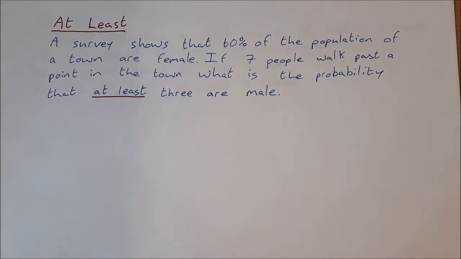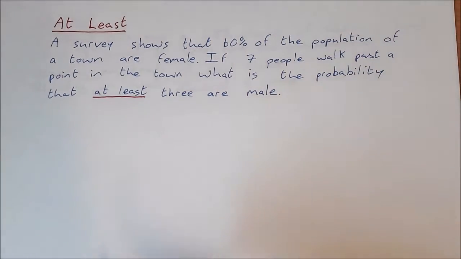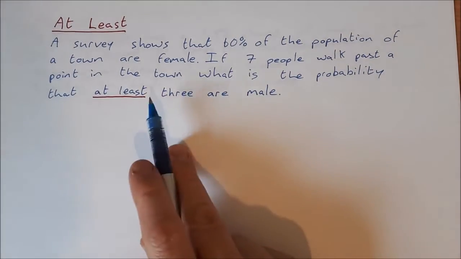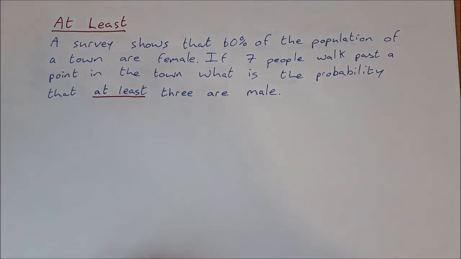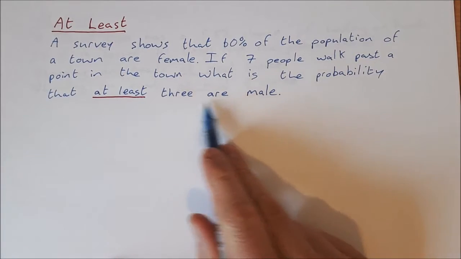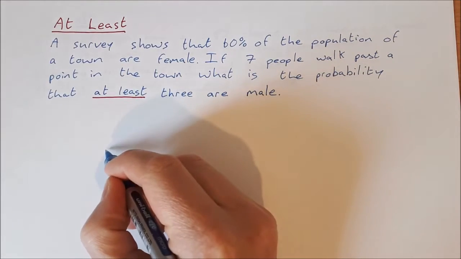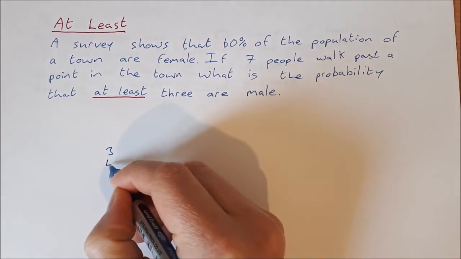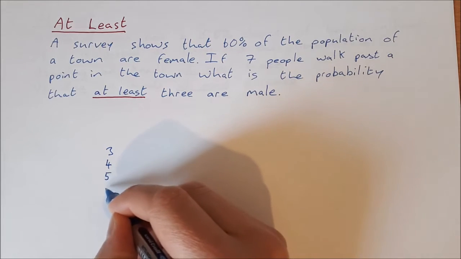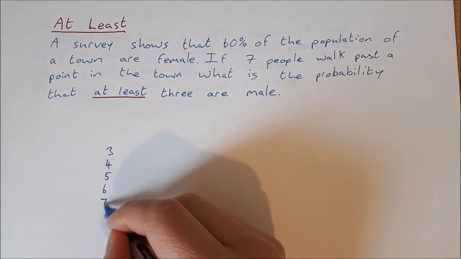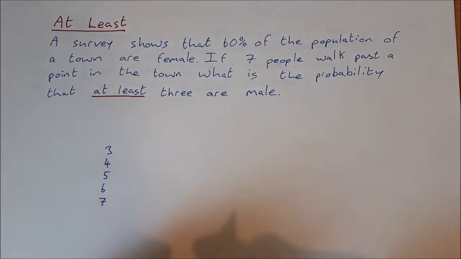A survey shows that 60% of the population of a town are female. If 7 people walk past a point in the town, what's the probability that at least 3 of them are male? Okay, so this is an at least question. So we need to have a look at what that means. Well, at least 3 of them are male means we could have 3 males, we could have 4 males, we could have 5 males, we could have 6 males, or we could have 7 males.